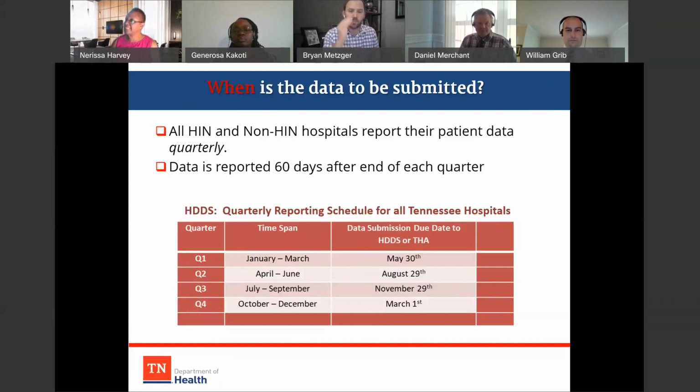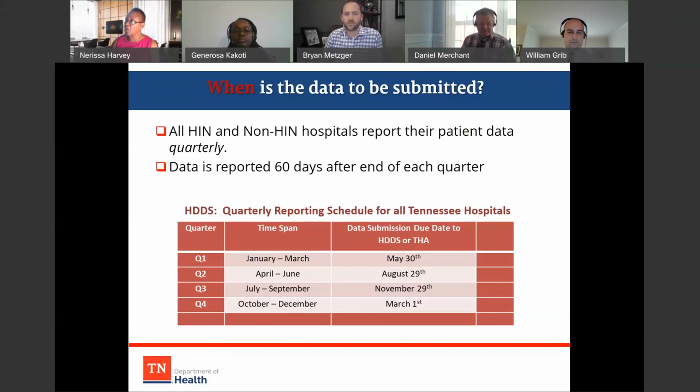So, when is the data to be submitted? All hospitals must report their data 60 days after the end of each quarter. In other words, both HEN and non-HEN claims data are due on the same date.